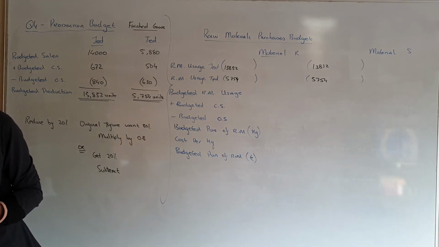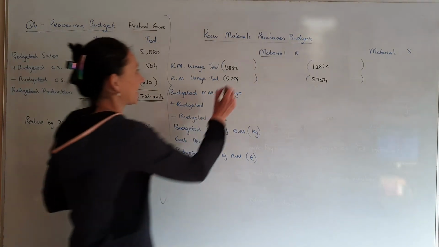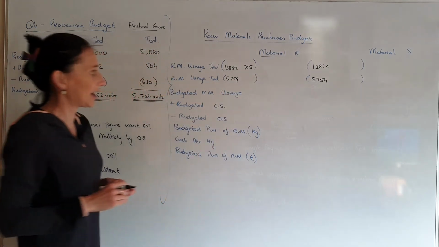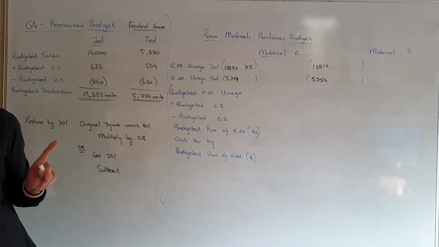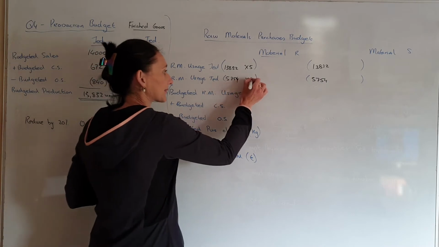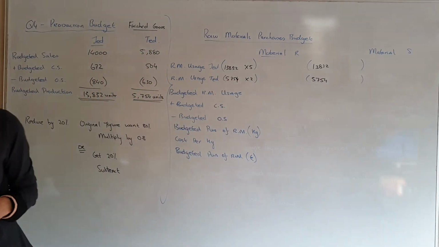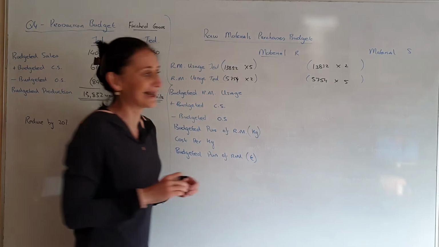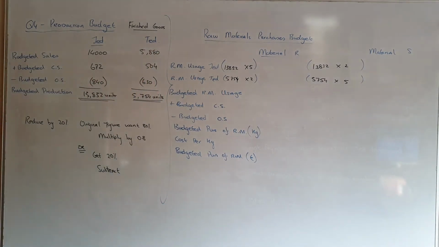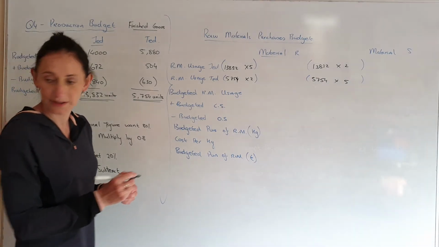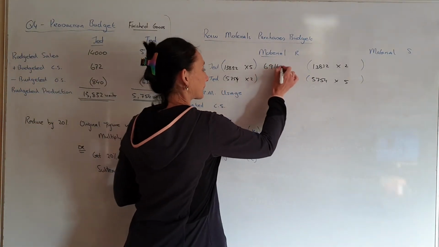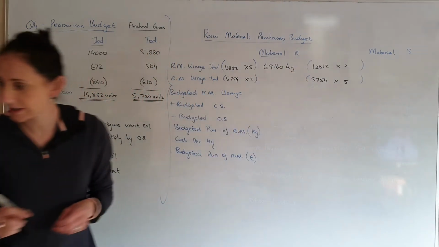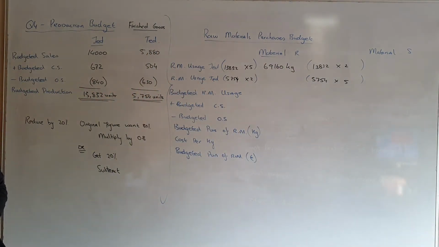Now it says for Jed, material R, I need 5 kilograms. And for Ted, for material R, because that's what I'm under, I need 2 kilograms. Then material S for Jed is 2. And for Ted, it's 5. I'm just going to get the figures from here just to speed it up again. 69,160. And for Ted, just make sure I'm using the right ones.